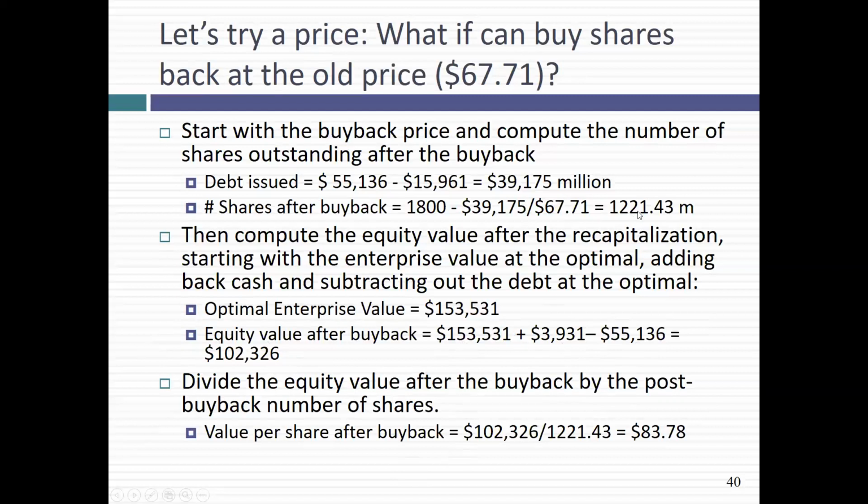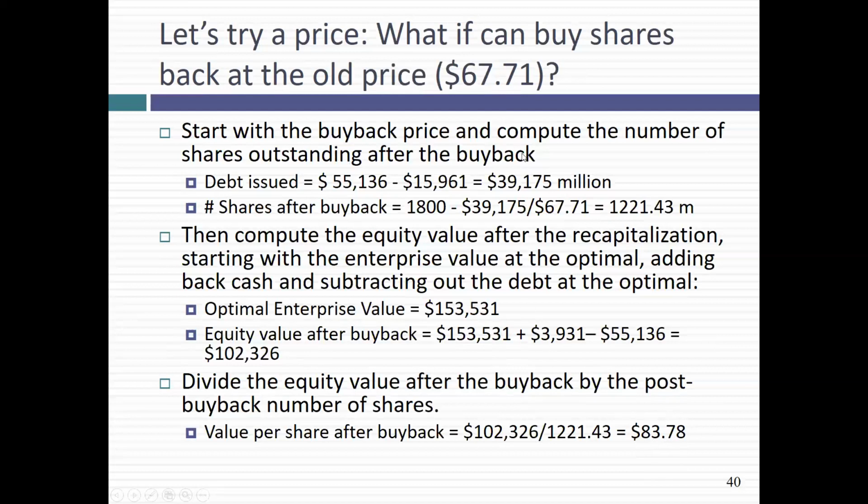If we have this many shares left over, and this is the total equity value, the value per share after the buyback is just going to be equity value divided by this, $83.78. Now, obviously, according to this, it's really valuable for you to keep your shares, because anyone who keeps their shares is going to have a share worth $83.78. Anyone who sells their shares back is only going to have made $67.71. So this is an instance where no one who participates in the buyback gets any benefit because the price is just the old price. So all the benefits are just going to the people who kept their shares.